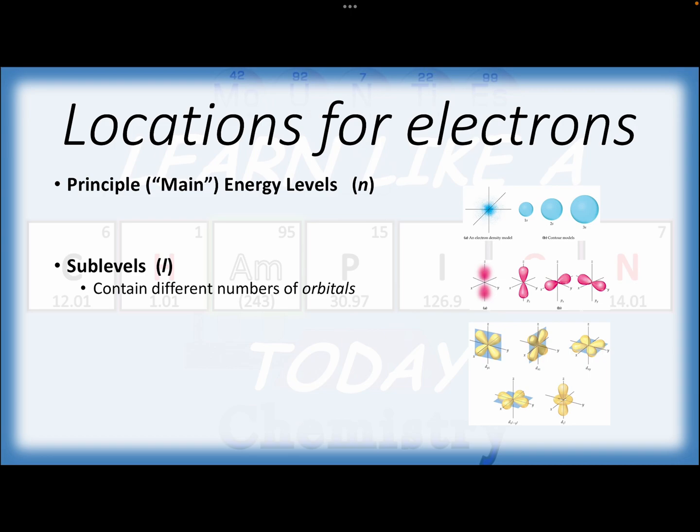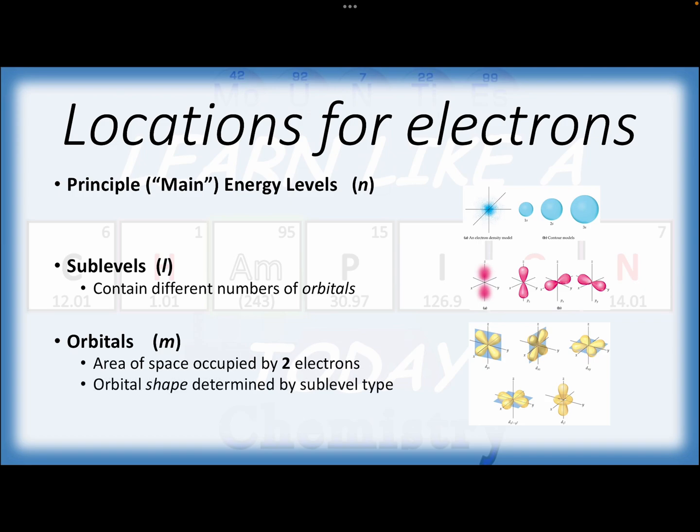Sublevels are represented by the quantum letter L, and there are four different types of sublevels at this point, designated by the letters S, P, D, and F. Each sublevel type contains different numbers of orbitals. So what are orbitals? Orbitals, which are represented by the quantum letter M, indicate the physical area of space where two electrons are going to be located.